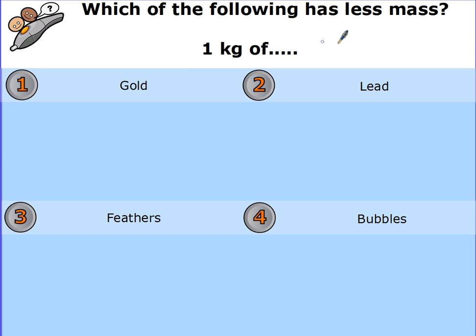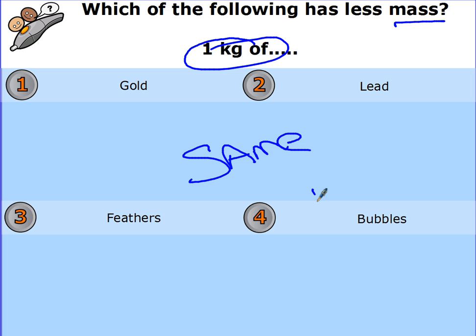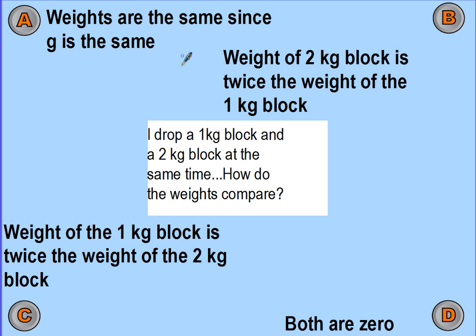Which of the following has less mass? 1 kilogram of... They all have the same mass. This is a trick question. Alright, weights are the same since g is the same.